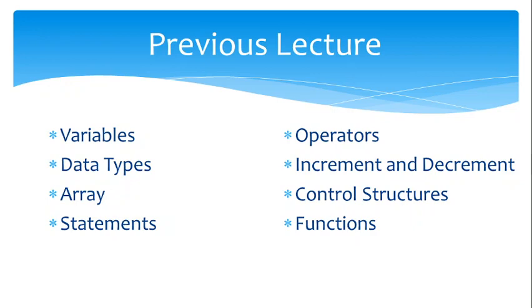Variable is something you can define, and there are two types of data type: primitive data type and user defined data type. In that, array and object will be there. If you go to the previous video, you can see in detail whatever topics we have mentioned here: variables, data type, array, statements, operators, increment, decrement, control structure, and functions.